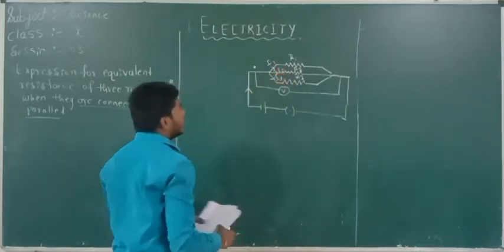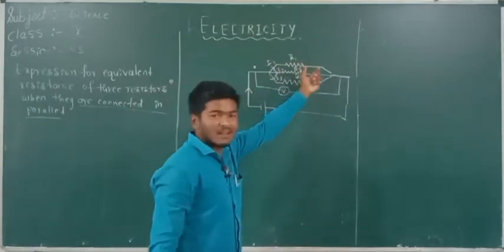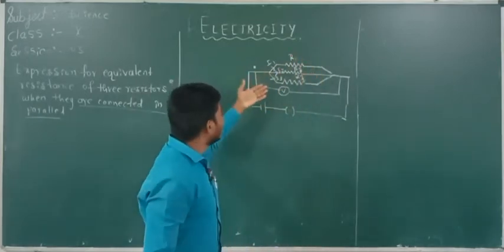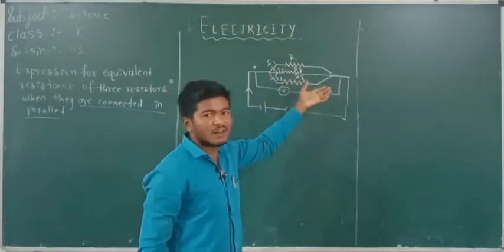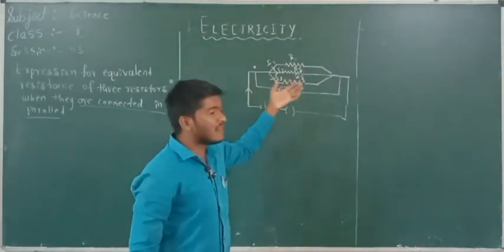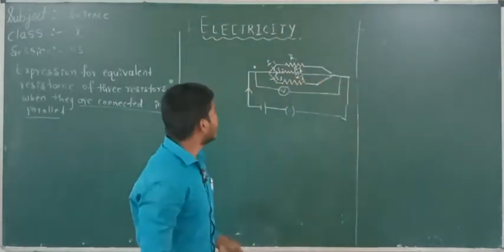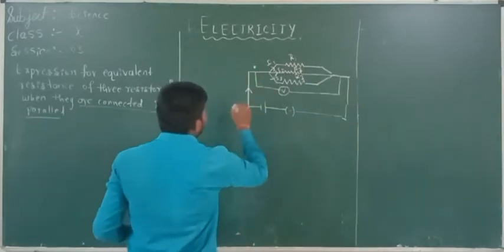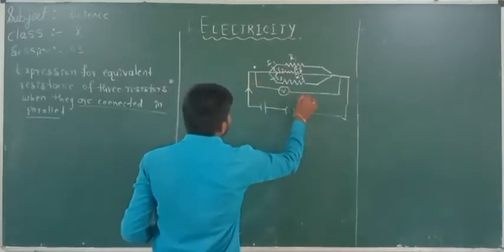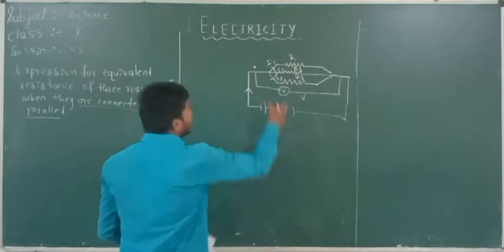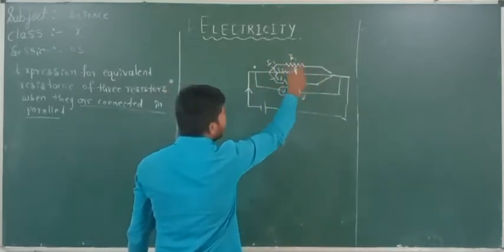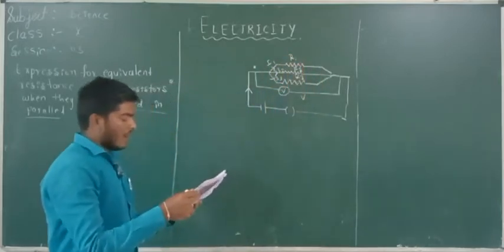I1 is the current flowing through the resistor R1, I2 is the current flowing through the resistor R2, I3 is the current flowing through the resistor R3. V be the total potential difference across the resistors R1, R2 and R3.